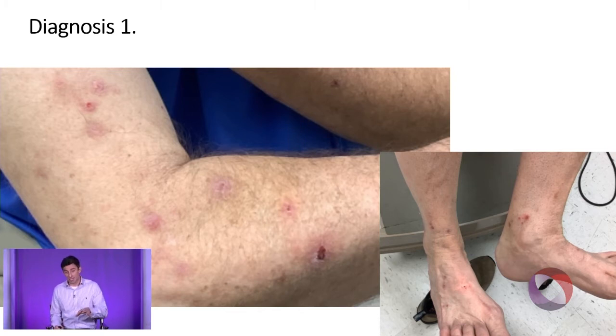The things that you look for on an exam for this are, he's got these sort of erosions and excoriations on his arms, in addition to the papules on his arms, his feet, and his abdomen. His chief complaint is these spots itch. They show up and they itch. Does anybody have any idea what this might be?